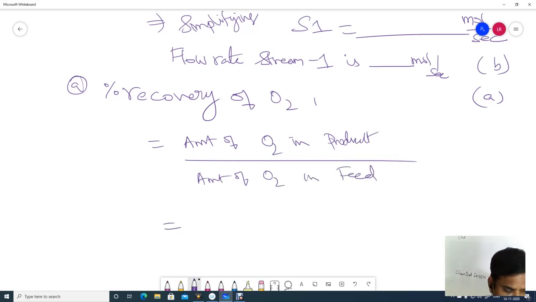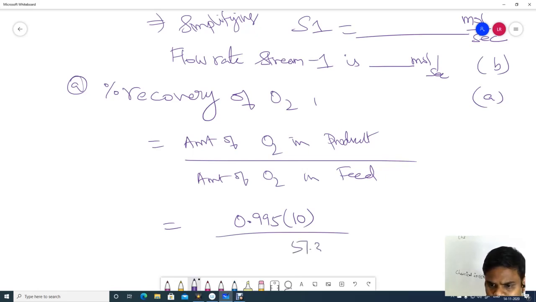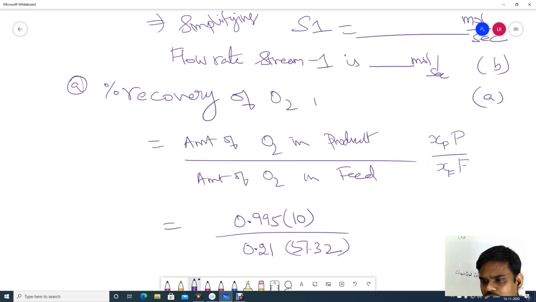What is the amount of oxygen present in the product? It has 99.5%, right? So 0.995 into 10 is the amount of oxygen present in the oxygen rich stream, 10 moles per second. Similarly in the feed, we have determined the F value, which is 51.32, and it contains a certain amount of oxygen. We know air contains 21 mole percentage of oxygen. So actually it is X of oxygen in the product into total product, divided by mole fraction of oxygen in the feed into total feed.